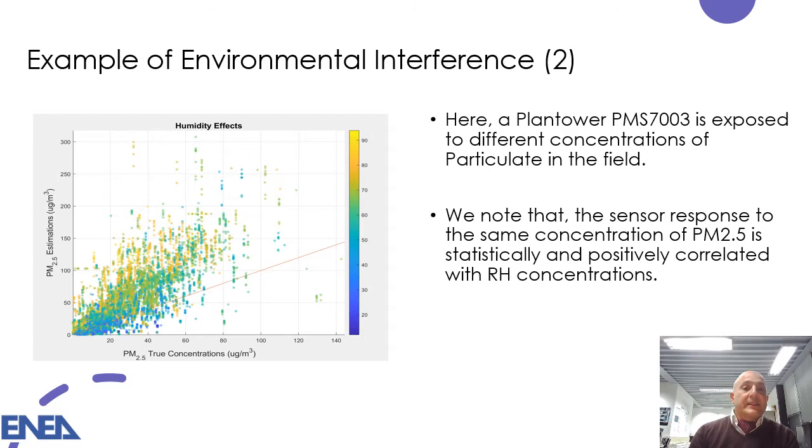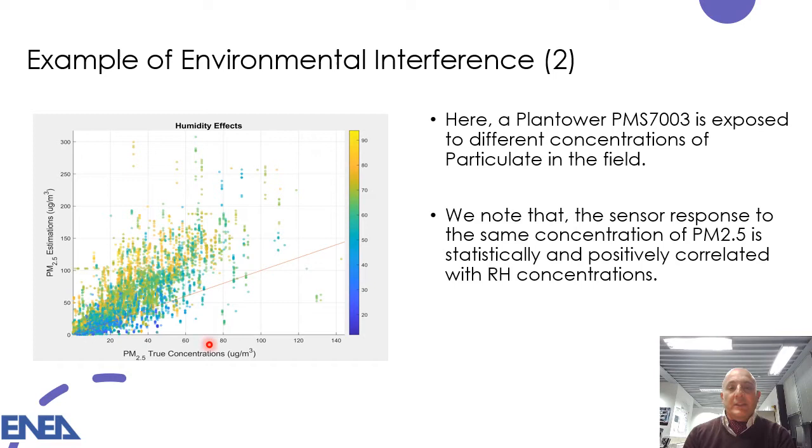Another example can be seen in this line. Here, the Plantower PMS 7003, which is actually an optical particle counter, is exposed to different concentrations of particulate in the field. And here you can see the first difference between laboratory operation and field operation. Here we cannot control the span, and the target concentration varies continuously along the whole range. We can note that for the same concentration of PM2.5, for example 40 micrograms per cubic meter, different responses on average are elicited at different relative humidity.